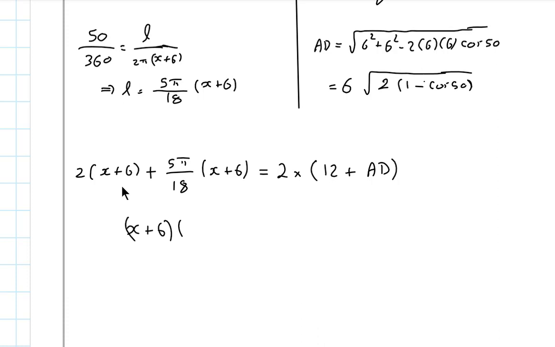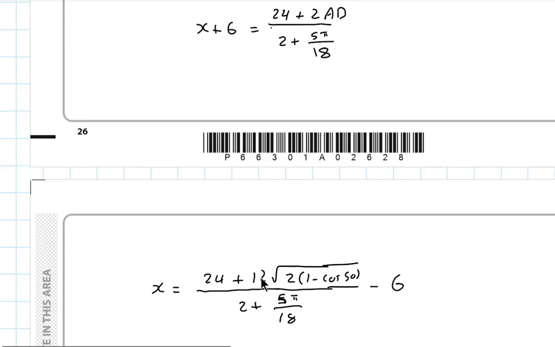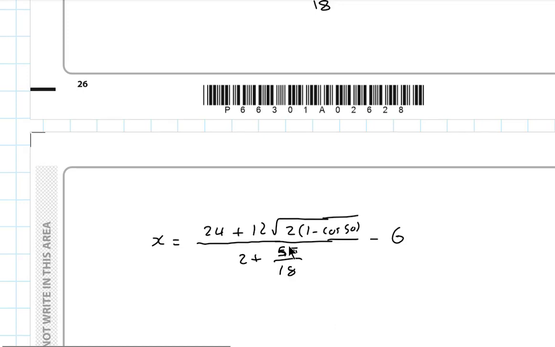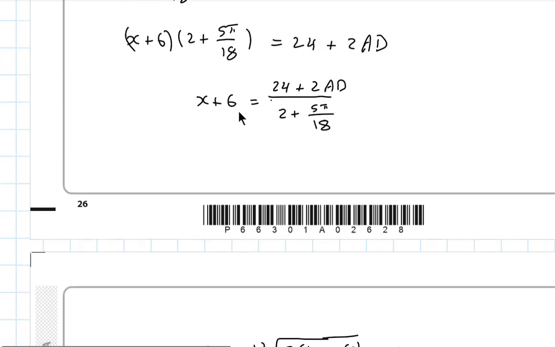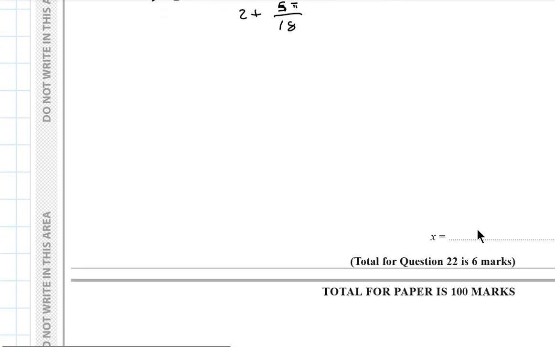And finally, we can take x plus 6 as a common factor. Then we have x plus 6 times 2 plus 5 pi over 18 equals 24 plus 2AD. And then we can find x plus 6 equals that divided by 2 plus 5 pi over 18. So the value of x should be 24 plus 12 times the square root of 2 times 1 minus cosine 50, all divided by 2 plus 5 pi over 18, and then minus 6. The final answer after approximating to 3 significant figures will be 5.89. Okay, thank you and goodbye.